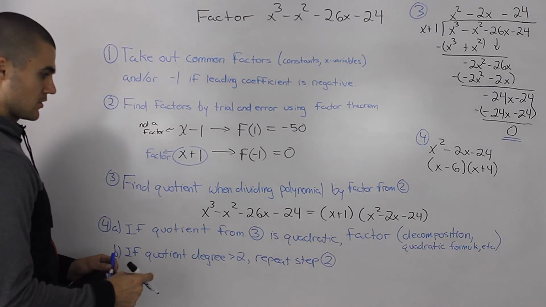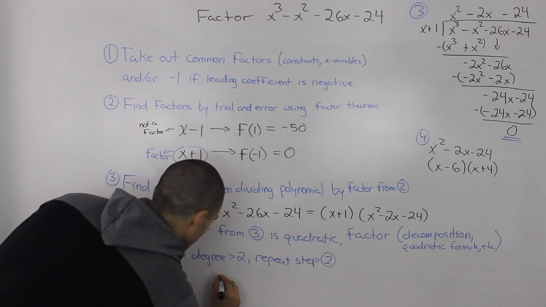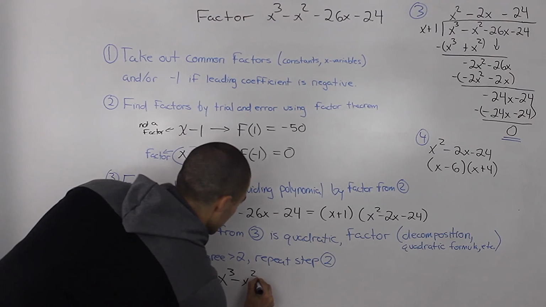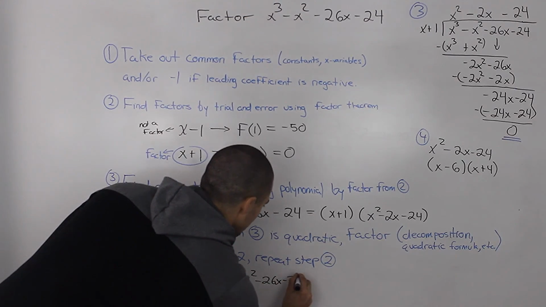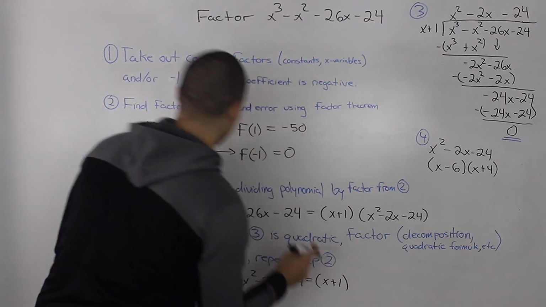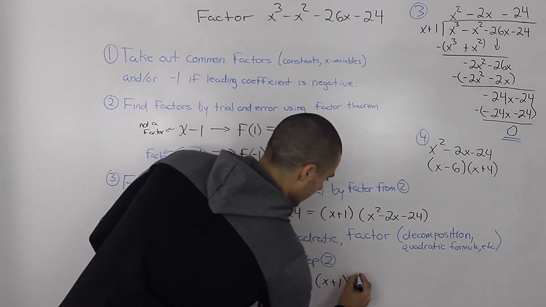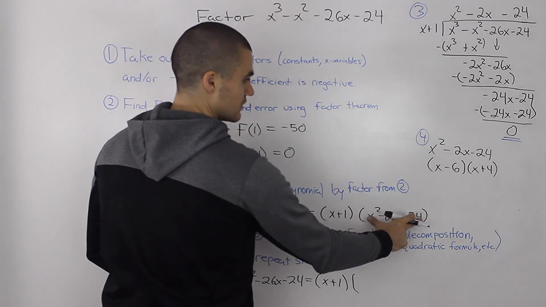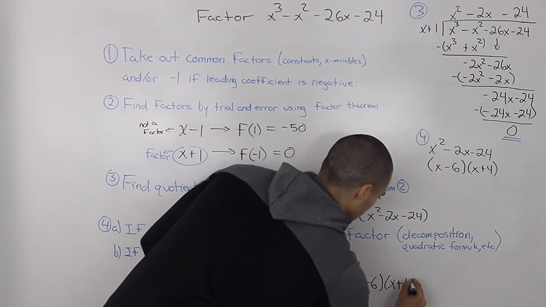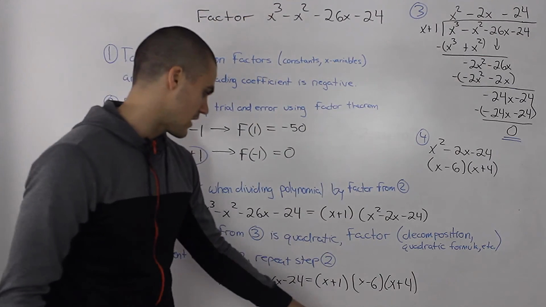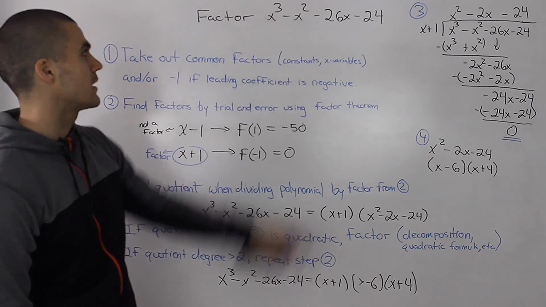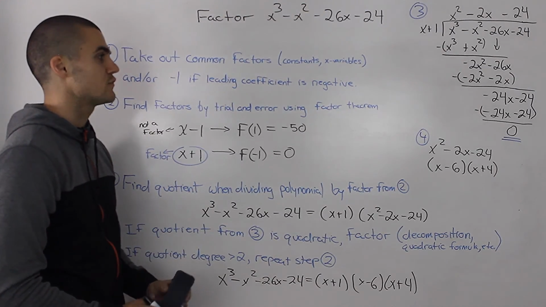And we're done. So our final result ends up being, so let's rewrite the dividend. So x cubed minus x squared minus 26x minus 24. That's equal to our original factor that we found in step 2. And then we factored this quotient here, so we end up with x minus 6, x plus 4. So this here, x plus 1 times x minus 6 times x plus 4 is the factored form of x cubed minus x squared minus 26x minus 24.